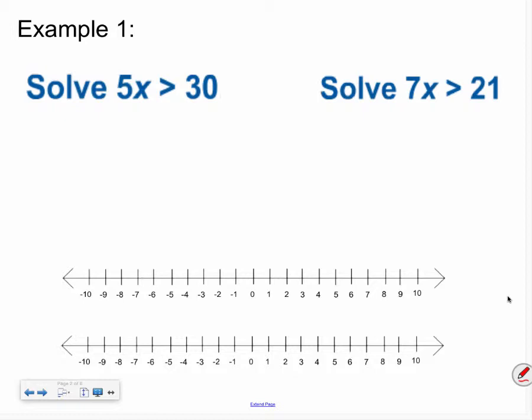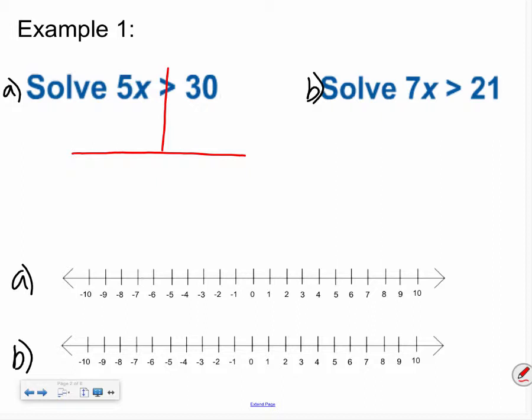We have two different inequalities, so I'm going to label them quickly. I'm going to say that this is A and this is B, just so we keep it straight when we're graphing things. Okay, so starting with letter A, let's solve 5x is greater than 30. If I write that out, I'm going to tee it up just like we were with equations. I have 5x is greater than 30.